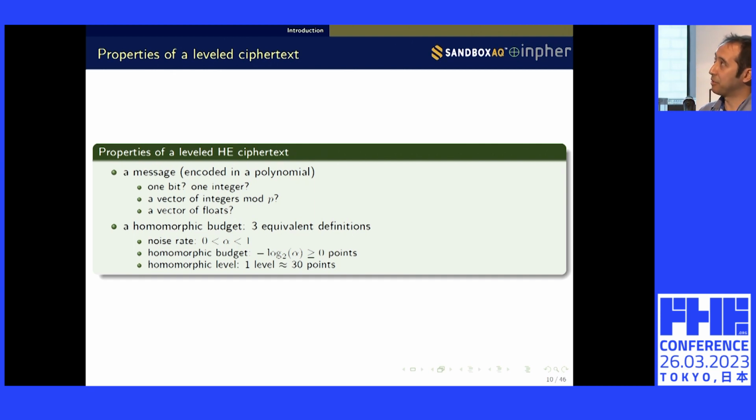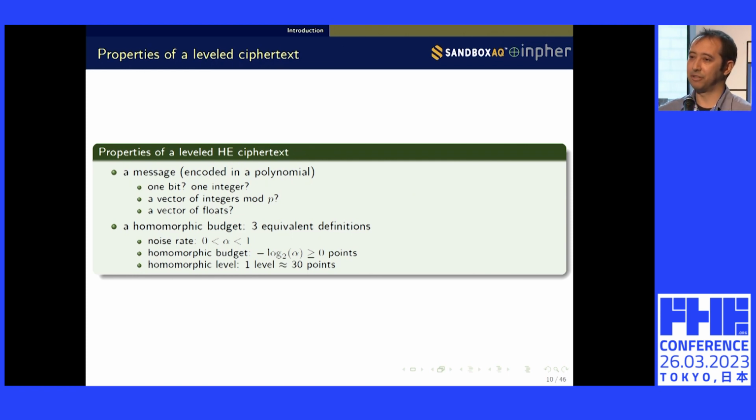So if we look at the property of a leveled homomorphic encryption ciphertext, we have, of course, a message. The message can be 1 bit, 1 integer, a vector of float, and we have a homomorphic budget. There are many different equivalent notions, like the noise rate. Something that is actually good is to take the logarithm of the noise rate. So here in this presentation, I will call it points.